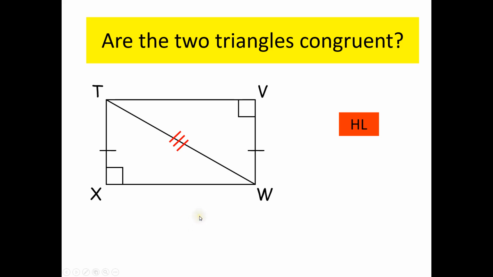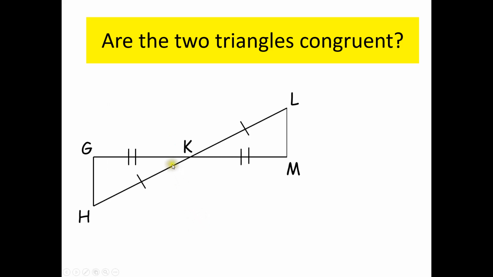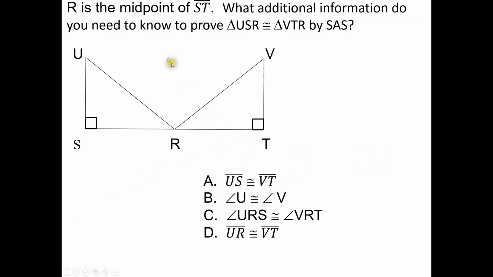Okay, this one, we've got vertical angles, so we can mark those, and we've got side, angle, side, right? Okay, and then here, this is the midpoint. It says R is the midpoint, right? So if it's a midpoint of ST, then we know that these two are congruent, right?